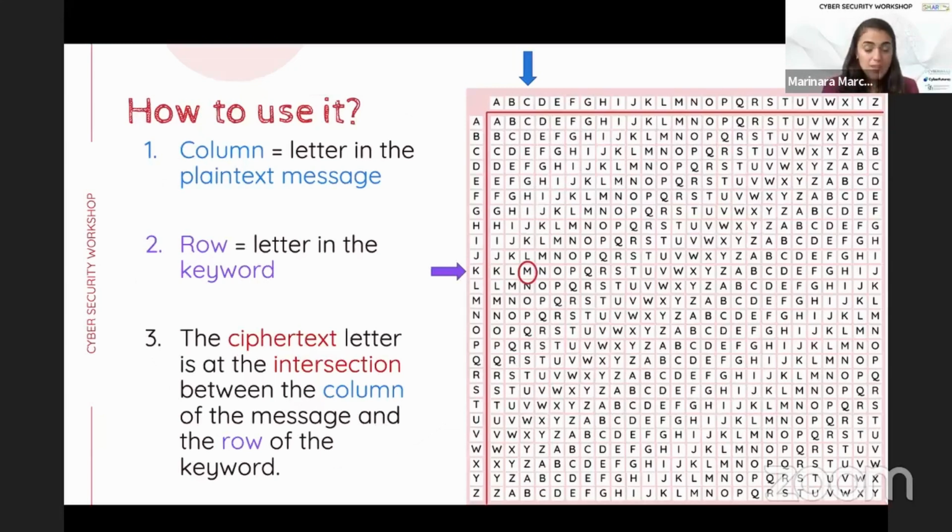So the ciphertext is going to be at the intersection of the plain message here and the keyword. So say if the plain message is C and the keyword is K, my encrypted text is going to be M. So I'm just going to substitute C for M.